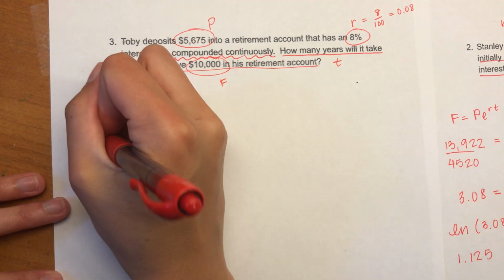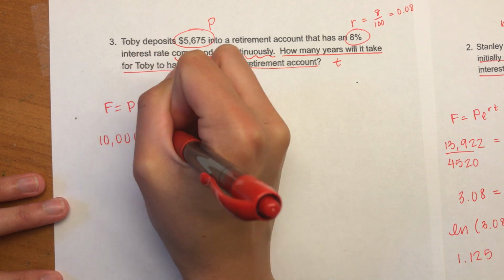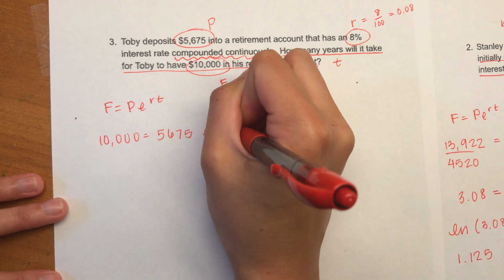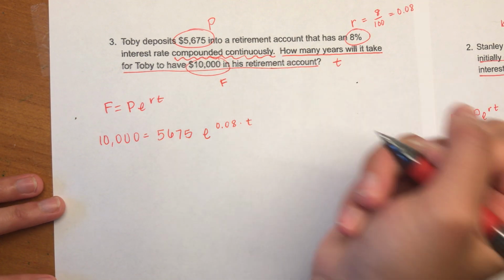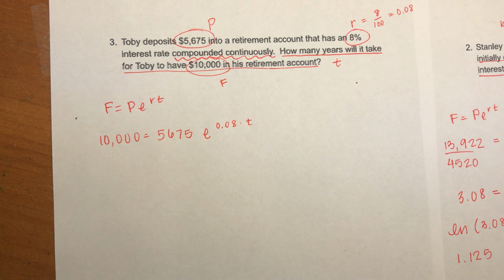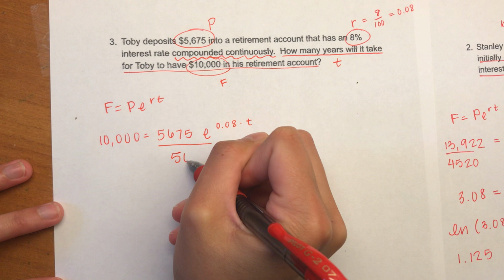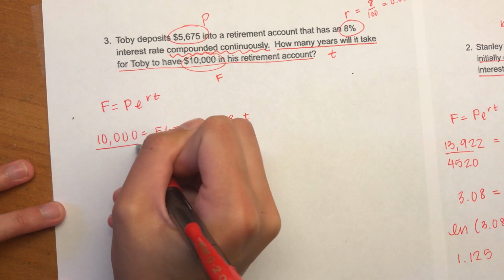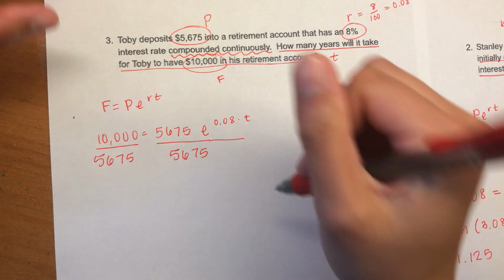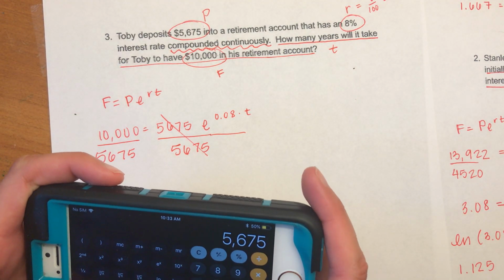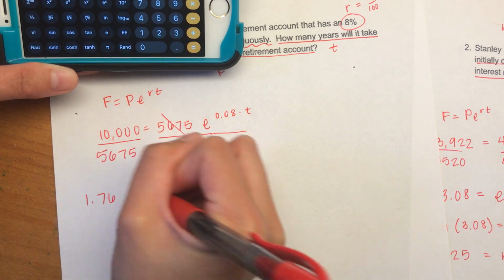Nice. So we've got 10,000 equals 5,675 e to the 0.08 times t. Okay, now we've already done one like this before, so what should we do next? We should be isolating our exponential expression, right, by dividing both sides of the equation by 5,675. And when I do that in my calculator, 10,000 divided by 5,675, I get 1.76 about.